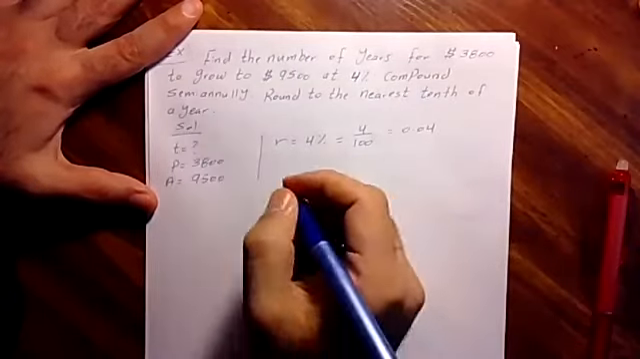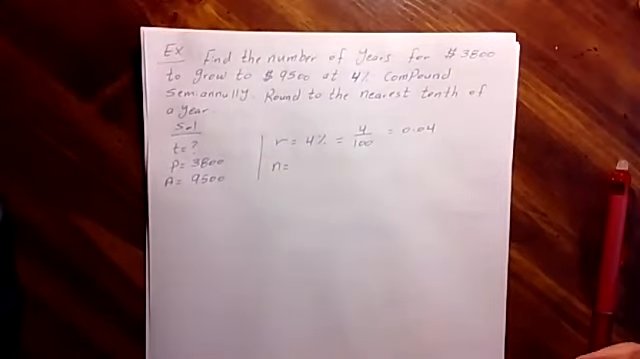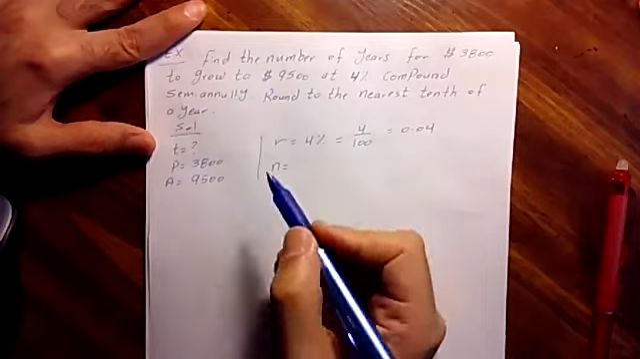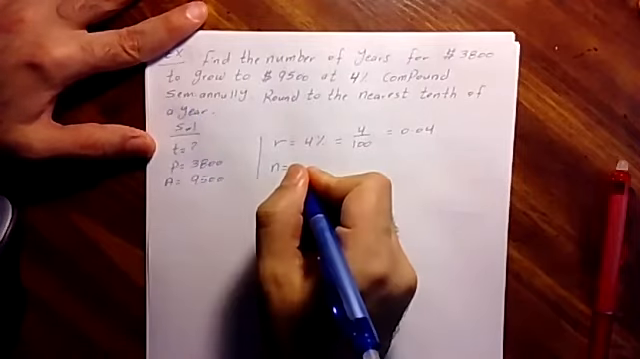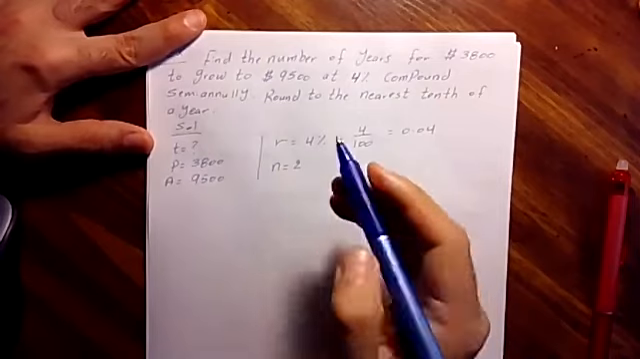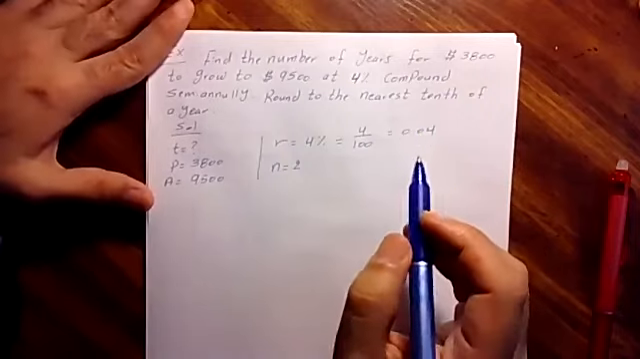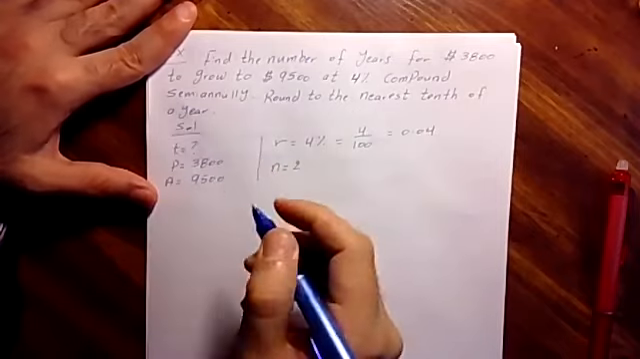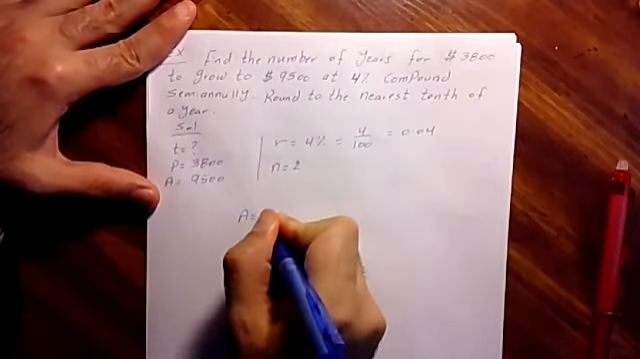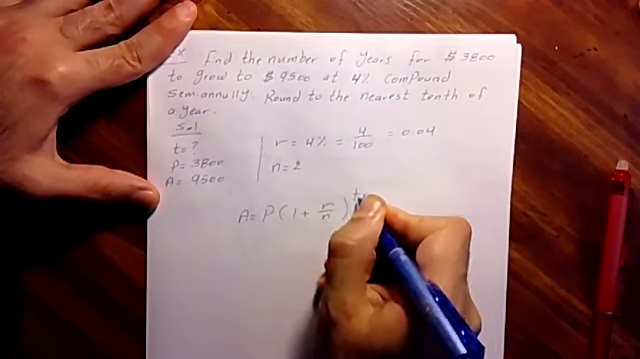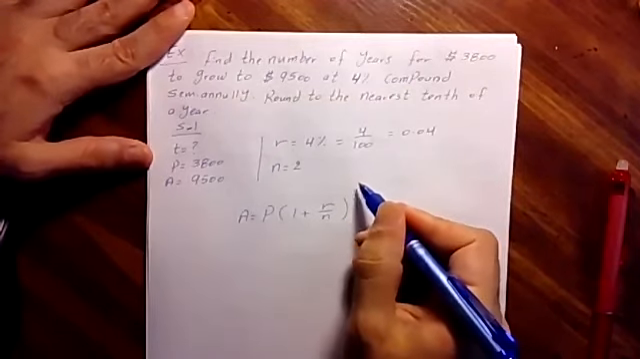Compounded semiannually. That means they're telling you n. If you go back to the notes, compounded semiannually means n equals 2. And round the number to the nearest tenth. So with the compound semiannually, you're going to use this formula, A equals P times (1 plus r over n) to the nt. And here is the variable, the t. We need to find the t.